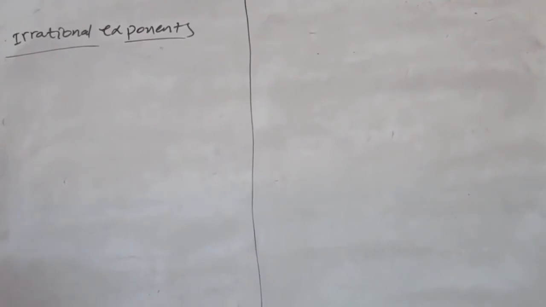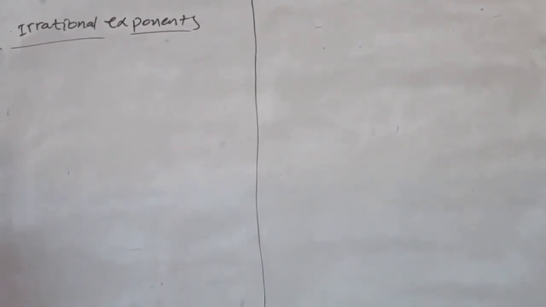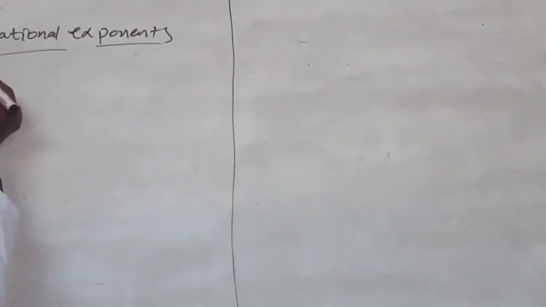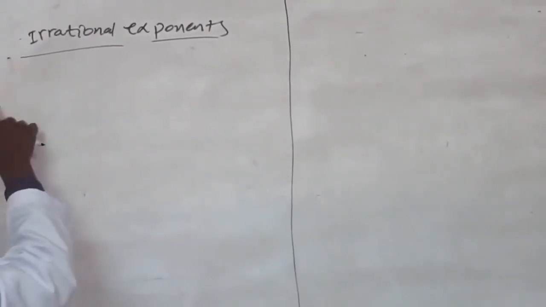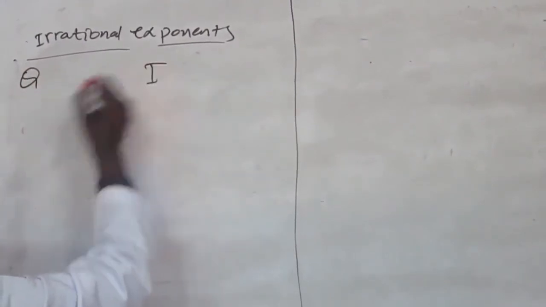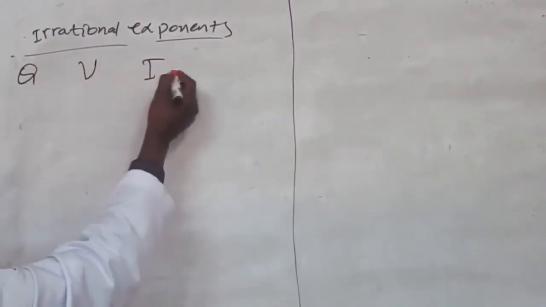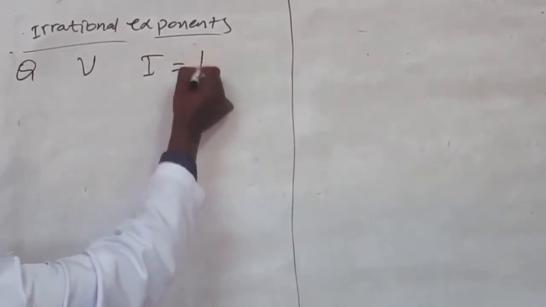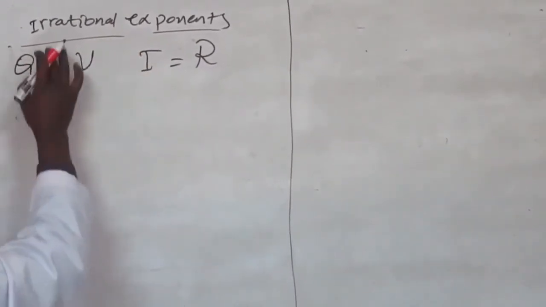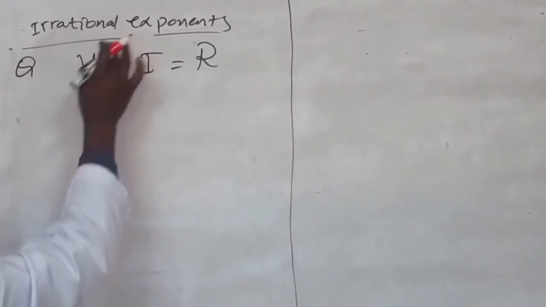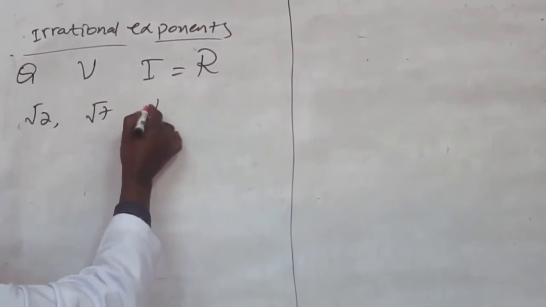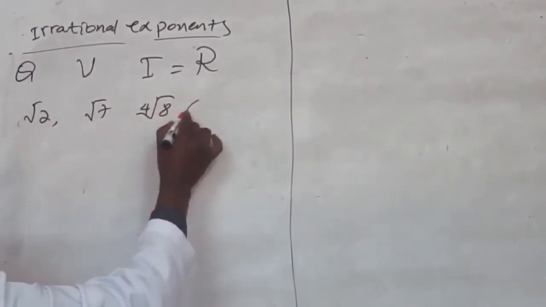Okay, before we look at irrational exponents, what does an irrational number mean? Previously in grade 9 we learned about rational and irrational numbers. There are two types, Q and I, put together. The union of Q, the rational numbers, and I, the irrational numbers, is equivalent to the real numbers. Irrational numbers are numbers like radical 2, radical 7, or the fourth root of 8. These kinds of numbers are said to be what?